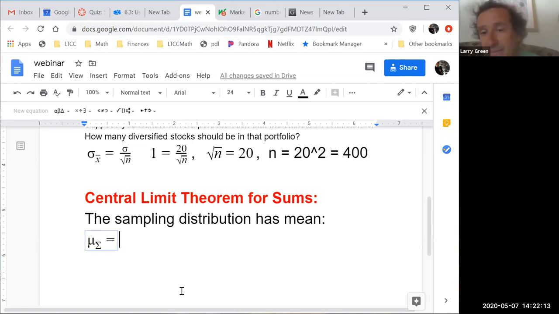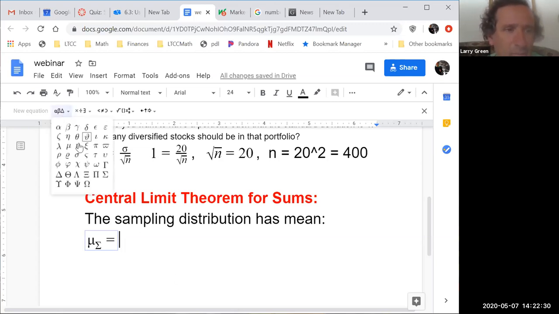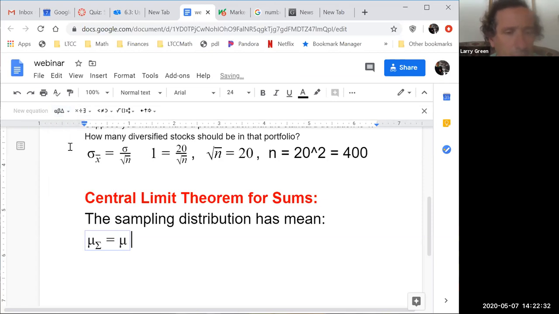It's very easy, by the way. You multiply. You take the average times the sample size. So it's the average times the sample size, and the average is mu, and the sample size is n. Okay, any questions on that?